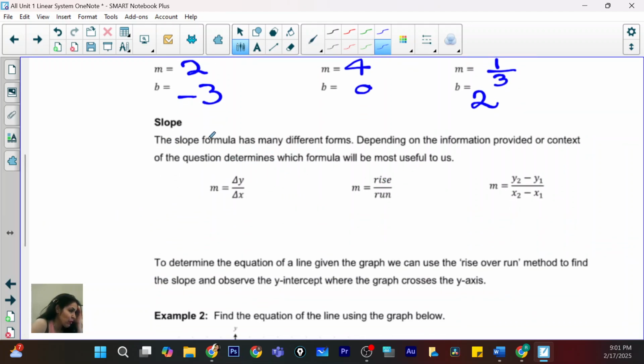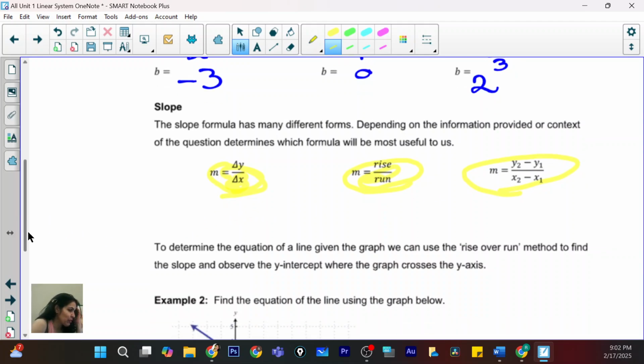The slope formula has many different forms. One of them is m, the slope, equals delta y divided by delta x, or m is rise over run, or m is y2 minus y1 divided by x2 minus x1.